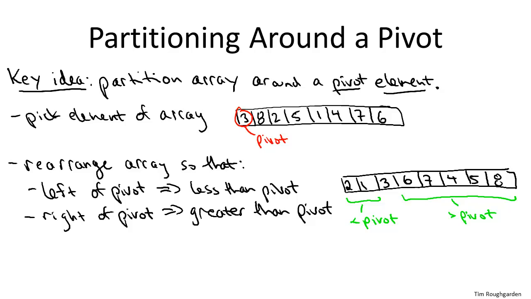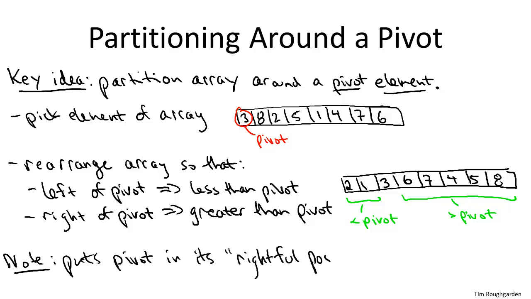We're just bucketing the elements of the array into one bucket, those less than the pivot, and then a second bucket, those bigger than the pivot. And we don't care about getting right the order within each of those two buckets. So partitioning is certainly a more modest goal than sorting, but it does make progress towards sorting. In particular, the pivot element itself winds up in its rightful position. That is, the pivot element winds up where it should be in the final sorted version of the array.